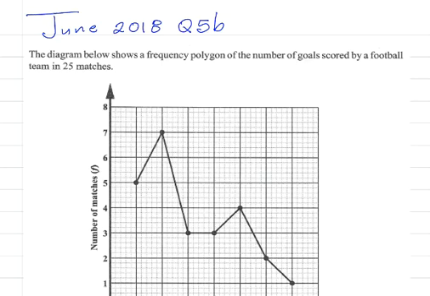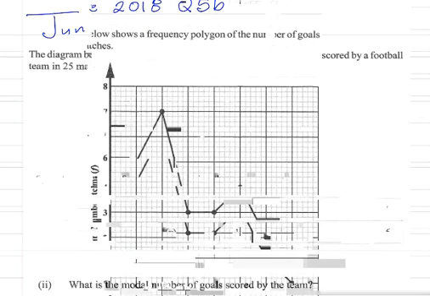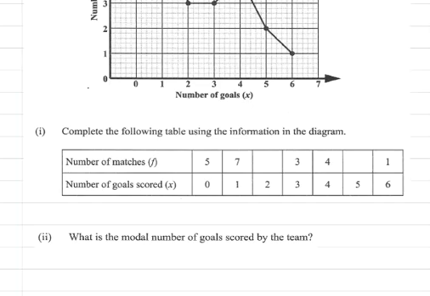Alright, this is June 2018, question 5b. It says the diagram below shows a frequency polygon of the number of goals scored by a football team in 25 matches. Complete the following table using the information in the diagram.